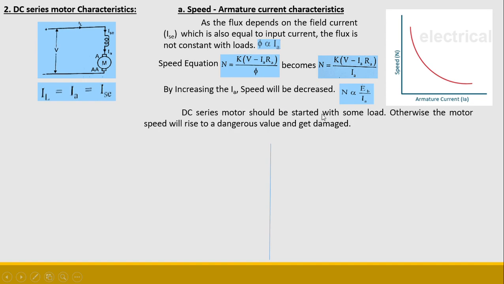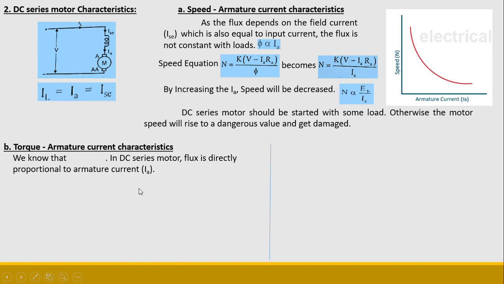A DC series motor should be started with some load. This is the reason: at minimum armature current, we have maximum speed. Otherwise, the motor speed will rise to a dangerous value and get damaged. So, a DC series motor is always started with some load.